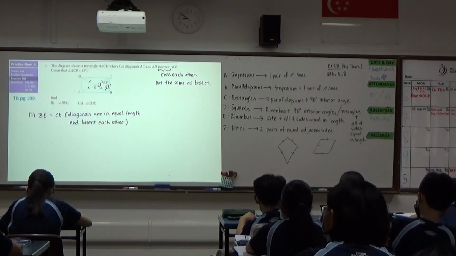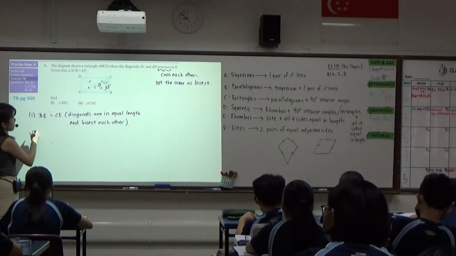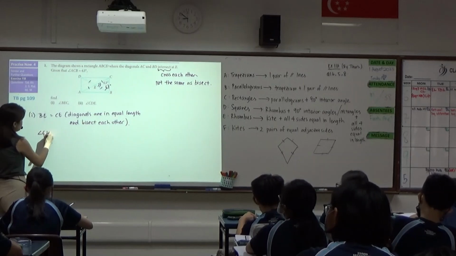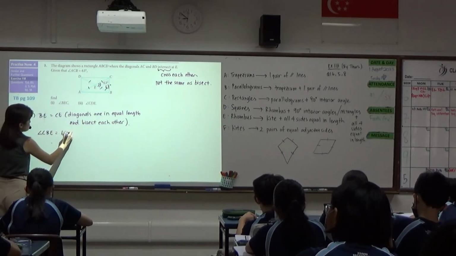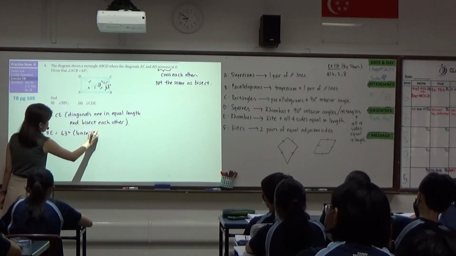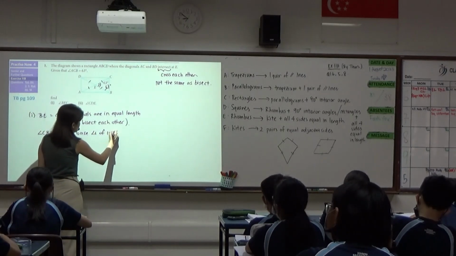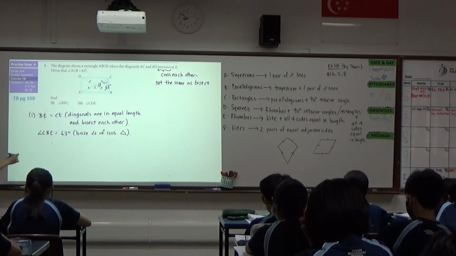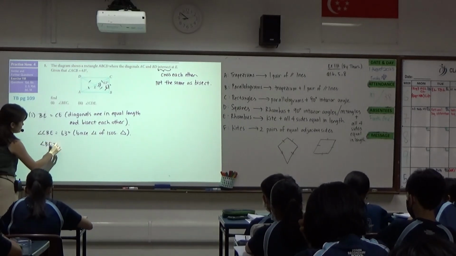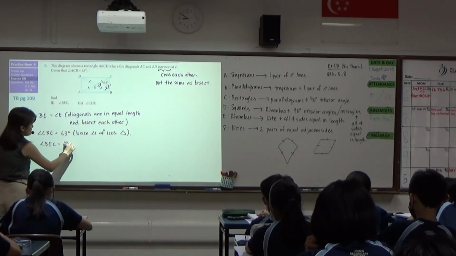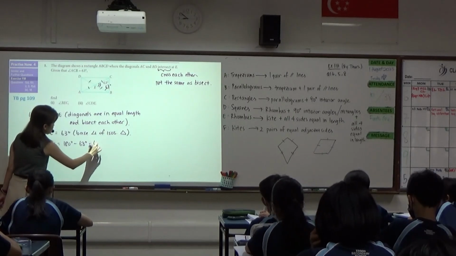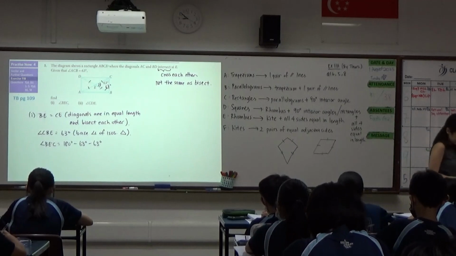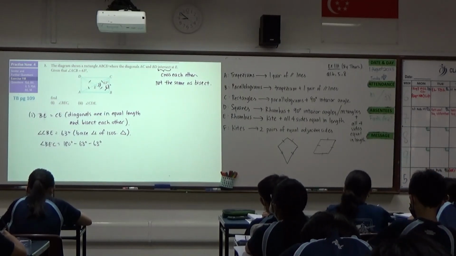Then we will see that angle CBE equals 63 degrees because of base angles of isosceles triangle. And finally, our angle BEC will be 180 minus 63 minus 63, which gives us 54 degrees.